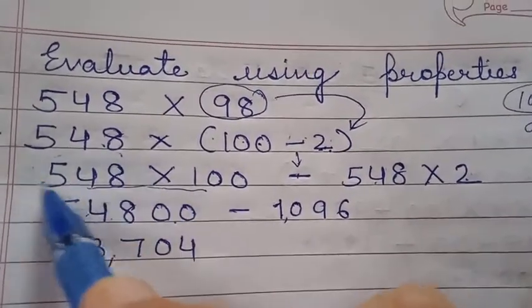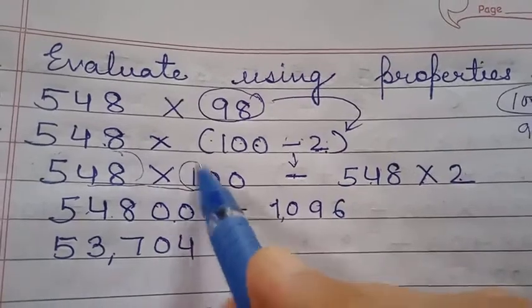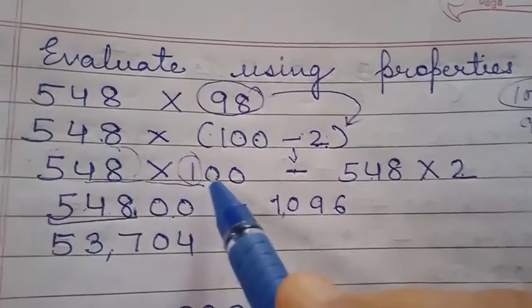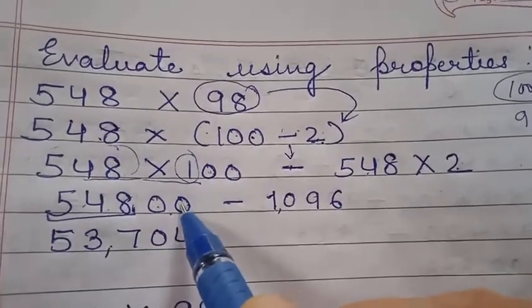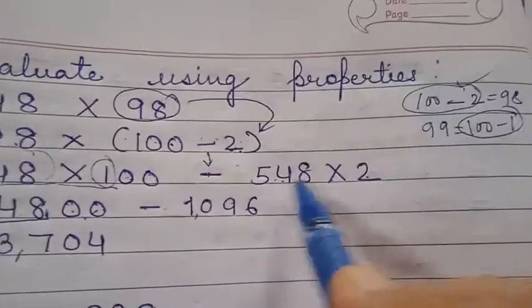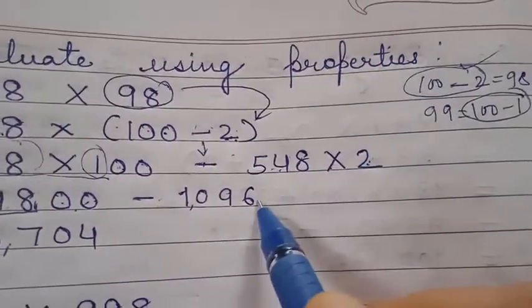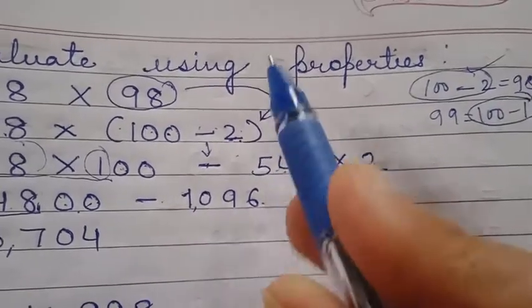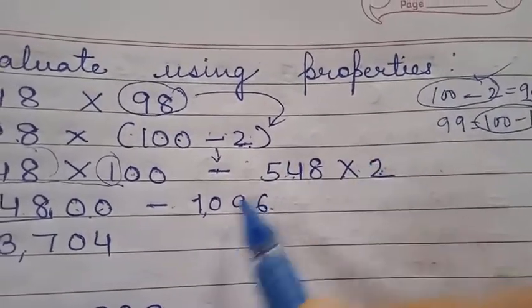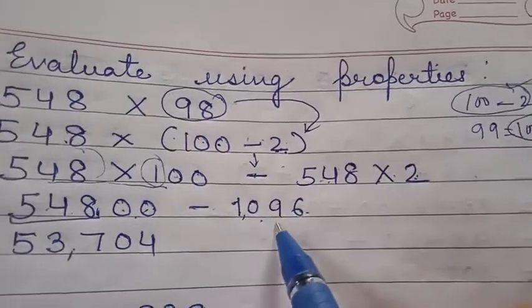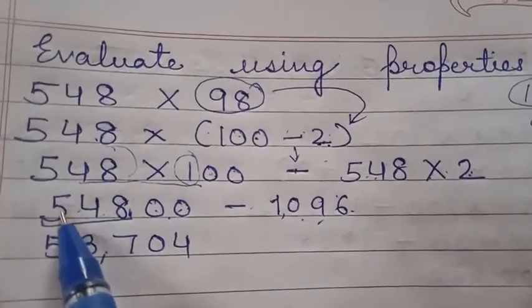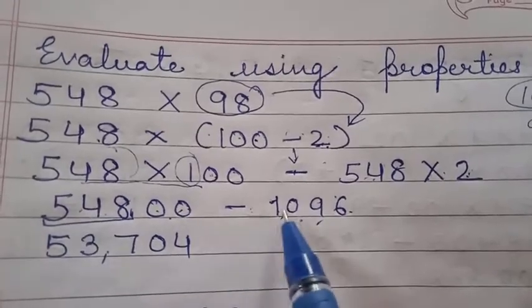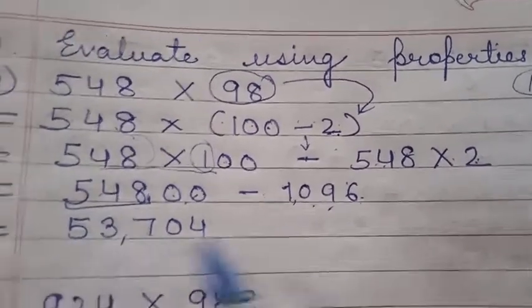548 multiplied by 100 is 54,800. How? 548 multiplied by 1 gives you 548, and 2 zeros. Minus 548 multiplied by 2. 2 8s are 16, carry 1. 2 4s are 8, plus 1 carry is 9. And 2 5s are 10. If you don't know this orally, you can do it in a rough column. So subtract 54,800 minus 1,096. You will get 53,704.